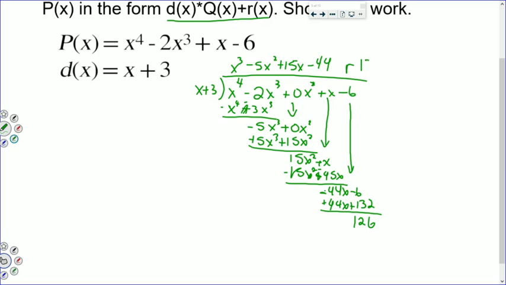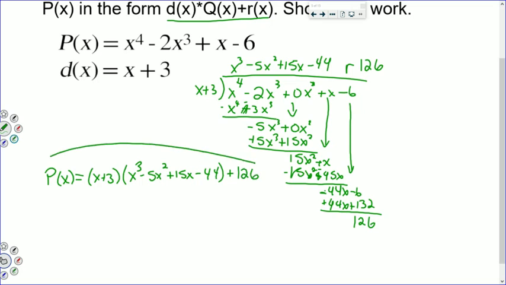Remainder 126. So we want to express p of x. So p of x equals divisor of x. So divisor is x plus 3 times quotient of x, which is x cubed minus 5x squared plus 15x minus 44, plus our remainder, plus 126. So this is how we would like to report that answer. Okay? On to the next problem.